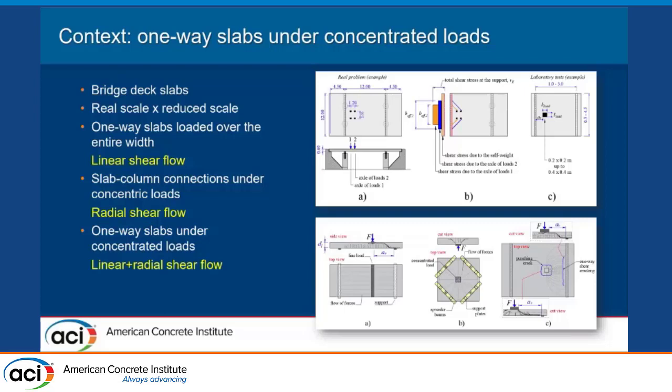One of the things that I think is beautiful in this problem is that this kind of slab may develop even one-way shear failure as wide beams due to the linear shear flow between the load and the supports. As well, these slabs may fail by punching shear if we look at the radial shear flow around the concentrated load.